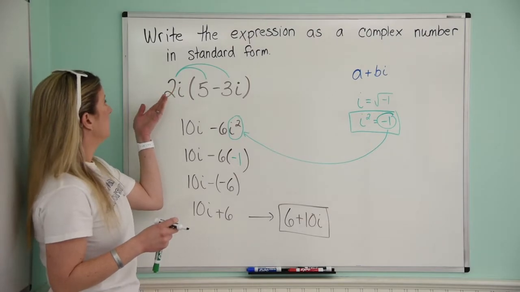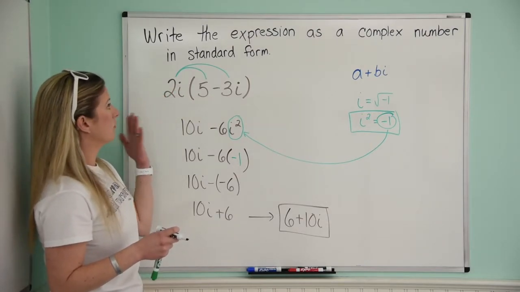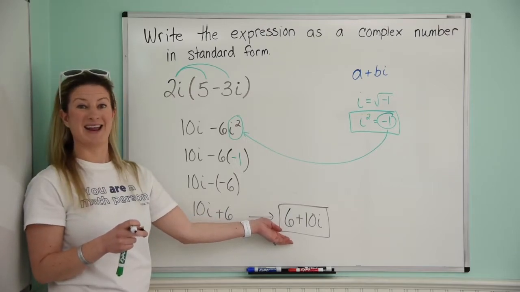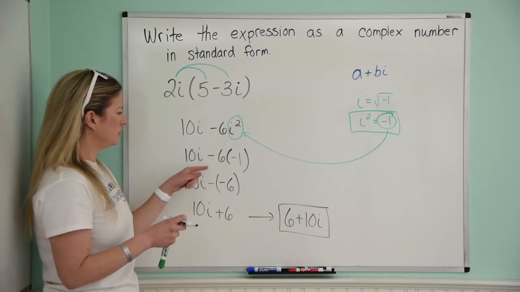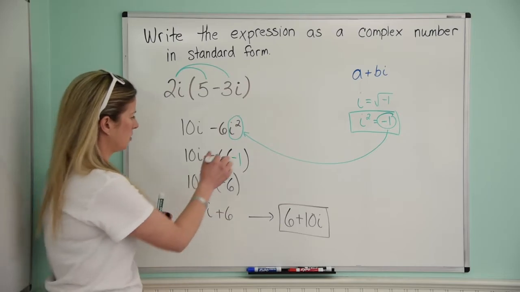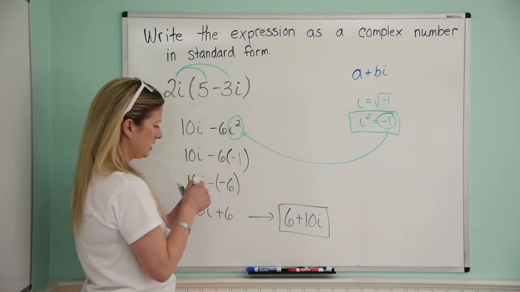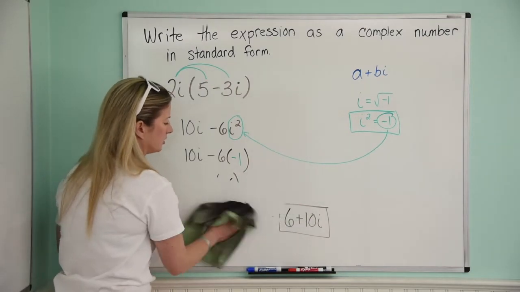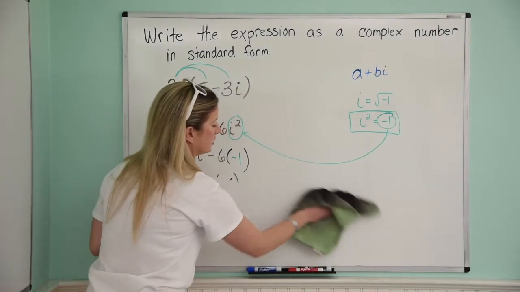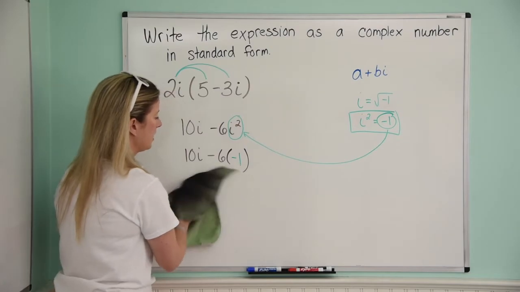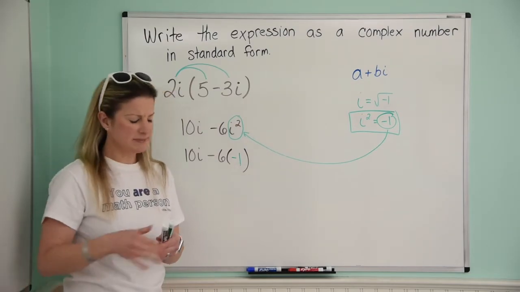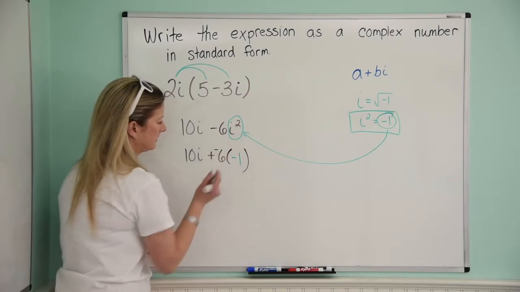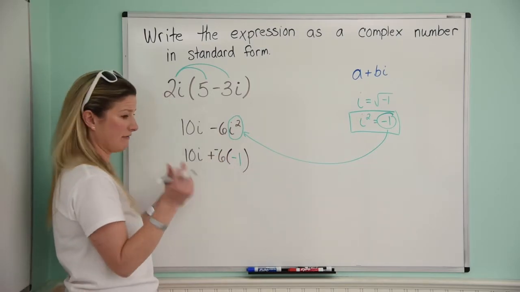So this expression, when we write it as a complex number in standard form, we end up with 6 plus 10i. Now, the only thing I alluded to here was that I just want to show you one other thing you could have done. So here, I'll erase this just to show you. And again, remember, it doesn't really matter which way you do it. You do the way that's best for you. What I sometimes do is I like to change it to plus the opposite, just because then we have an addition sign.